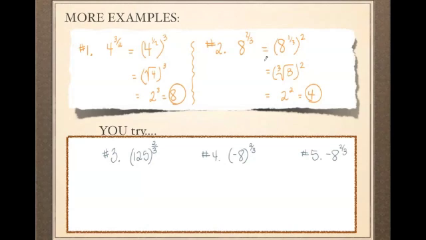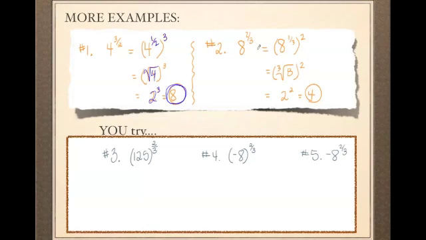Here's what that looks like in a problem. If you had 4 to the 3/2, we could separate that and say 4 to the 1/2 times 3. We know what 4 to the 1/2 is. That is just the square root of 4. So that gives us 2 cubed, which is 8, for our final answer.